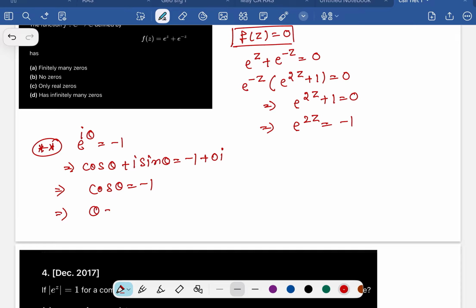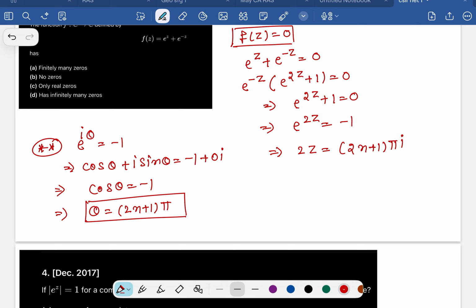What will be the value of theta? For which values is cos theta minus 1? You tell me. For pi it is, for 3 pi it is, for 5 pi it is. So it is odd multiples of pi. So here theta will be (2n plus 1) pi. So here it means 2z is equal to (2n plus 1) pi i, because here i is not there, so we have to take i as well.